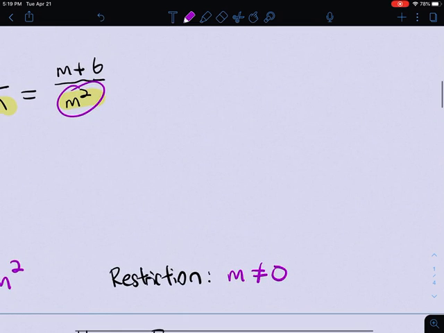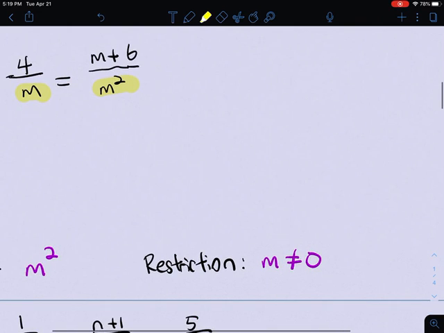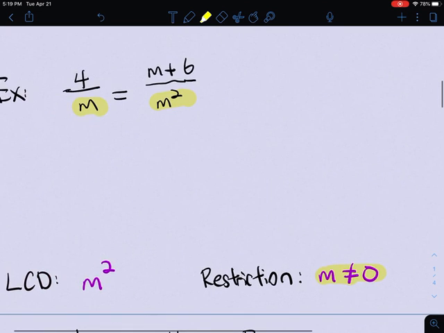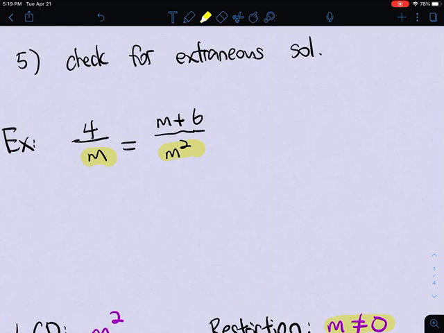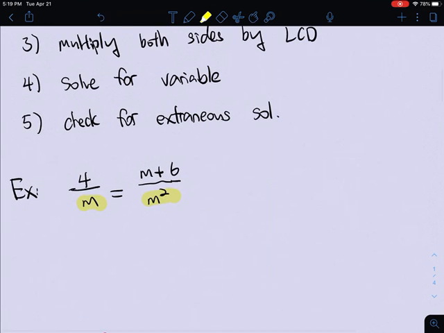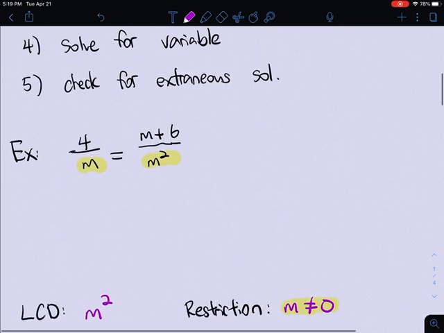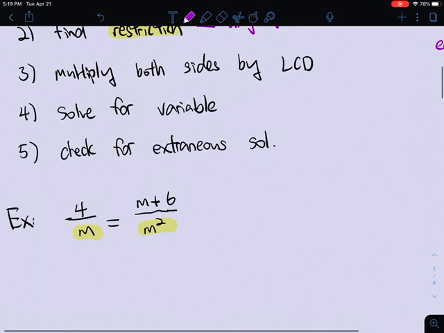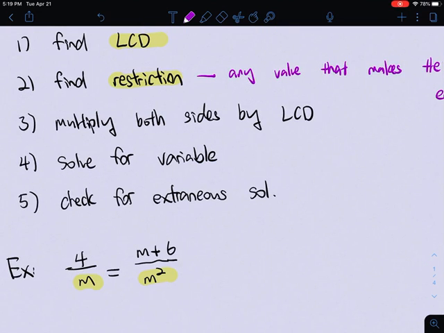How about this one? What value of m will make m squared equal to 0? And once again, that's still 0, right? If m were 0, then m squared will be 0, and once again that will not be allowed because then we will be dividing by 0. So our restriction is that m cannot equal 0, because if m were 0, then we would have a denominator equal to 0, and we're not allowed to divide by 0. Okay, so hopefully that makes sense. We'll do a few more examples, so it should clear up once we do more of these. So that's step 1 and step 2.